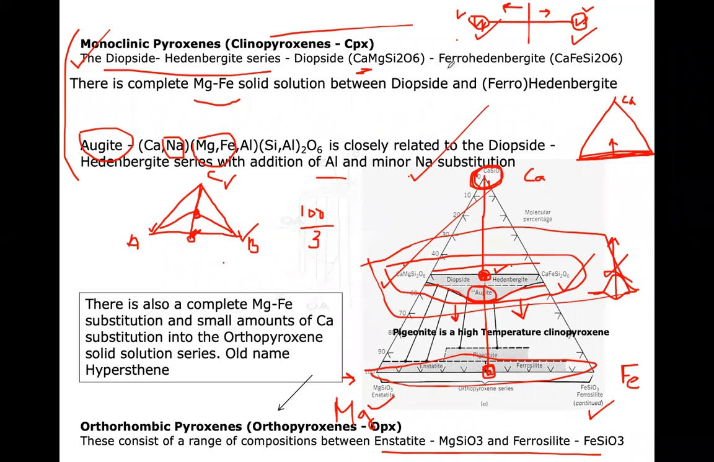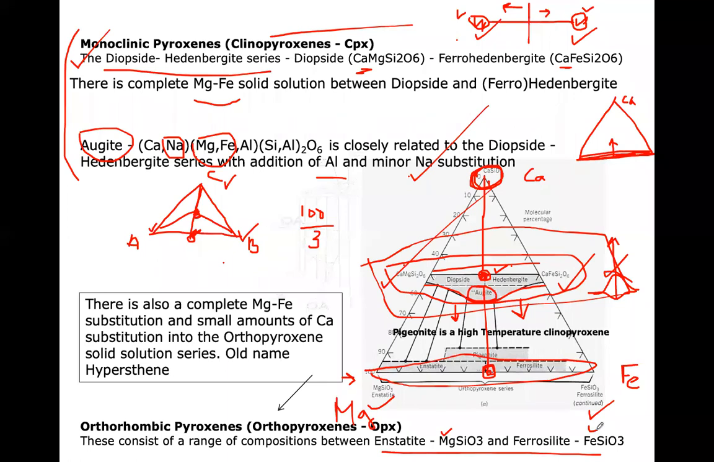But just hedenbergite is enough. You have calcium also in addition to iron, right? That's the difference. So that's why we call it clinopyroxenes. Here you have the enstatite and ferrosilite series where you don't see any calcium component. Magnesium is there, iron is there as the end members. No calcium means it's a different pyroxene then, right?